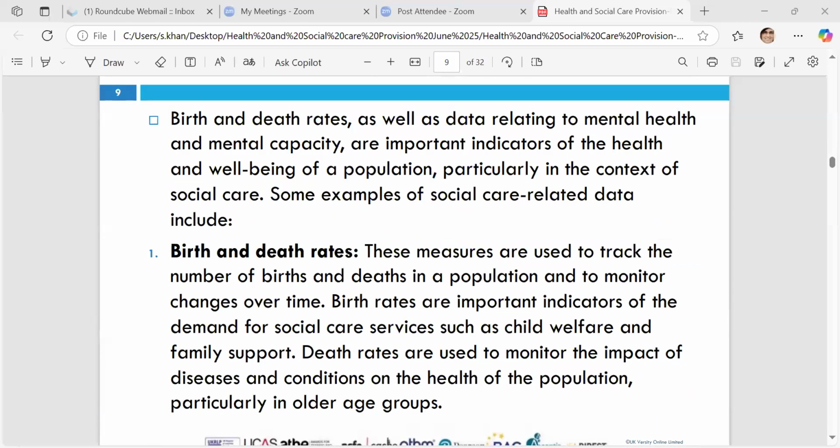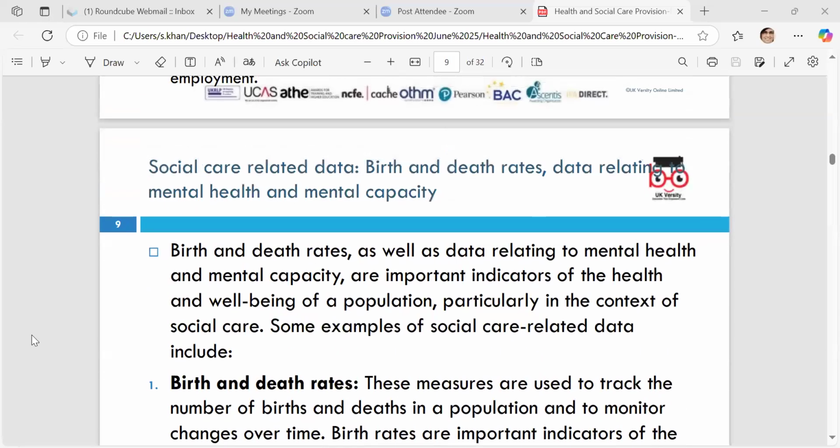So the first one is birth and death rates. Hello, good morning. Morning. Is it? Sorry, I was at the Zoom, so I'm sorry I'm late. No, it's okay. Is it Latifa? Yes, please. Okay. It's okay, Latifa.